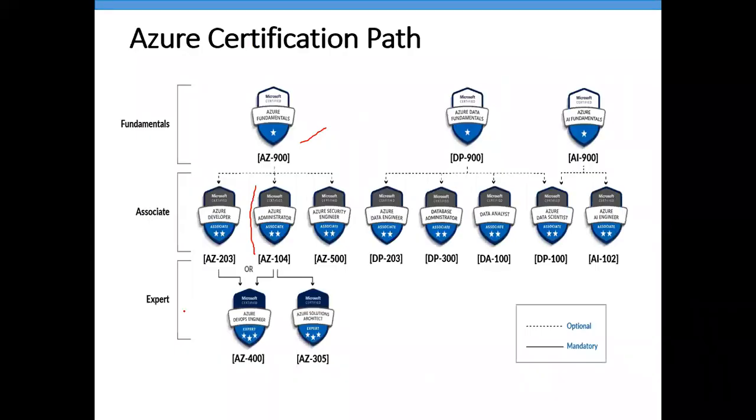As you said, AZ-900 is not required for the associate 203 or 104, which is well and good. I'm more concerned about the difference between 203 and 104, because whoever completes 203 and 104 can opt for 400 as expert DevOps, correct? Yes. Could you please elaborate? 203 is for developers, and this is the admin part.